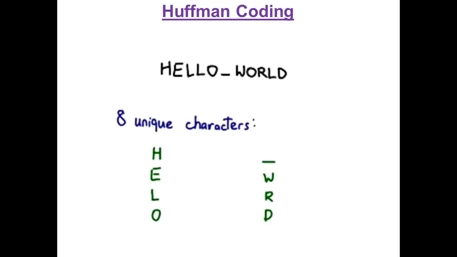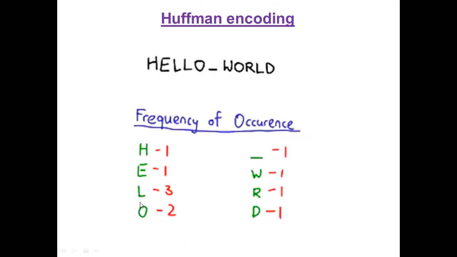Next, we have to identify the unique characters and write them line by line as per the slide. So we have H, E, L, O, R, space, W, and D. L we should not write again, because L has already occurred here, and O has also occurred here. Next we write the frequency of occurrence of the letters.